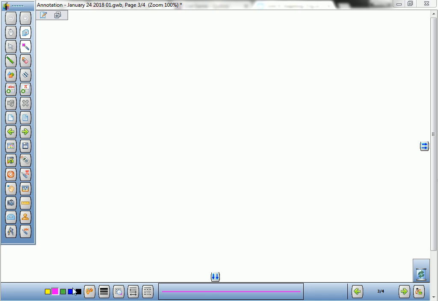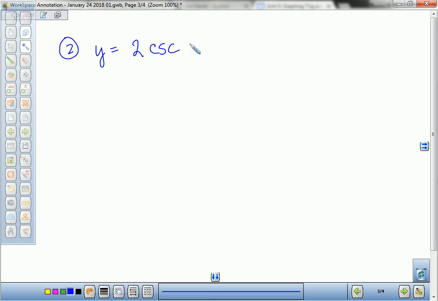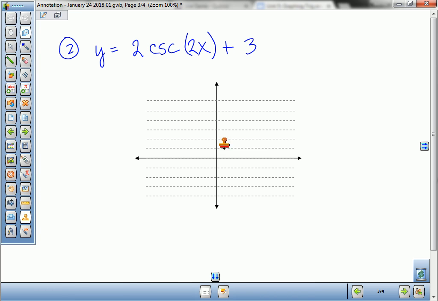Okay? All right, so let's do another one. How would I graph it if I didn't have that first sine to start with? Let's say I have y equals 2 cosecant of 2x plus 3. Why did you say no amplitude? Can we have a vertical stretch even when we don't have an amplitude? Yes. All right, so let's graph it.